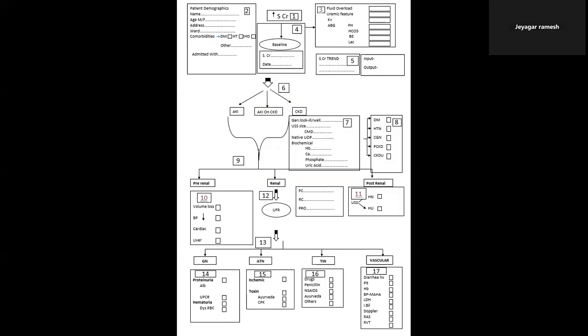And T, in SHOUT, stands for toxins. So you withhold all the nephrotoxins like antibiotics and NSAIDs, and that would improve the AKI. So simply, this is how you work out a patient coming with an AKI.